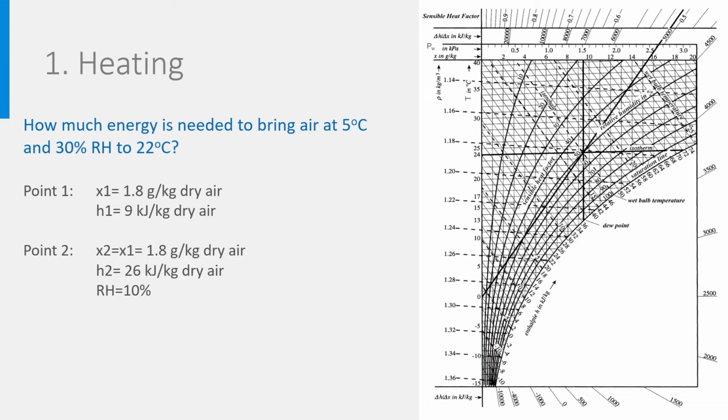Too cold outdoor air must be heated to a comfortable temperature. Let's take outdoor air at 5 degrees and 30% relative humidity. We can read on the diagram that its absolute humidity X1 is 1.8 gram water vapor per kilogram dry air and its enthalpy is 9 kJ per kilogram dry air.